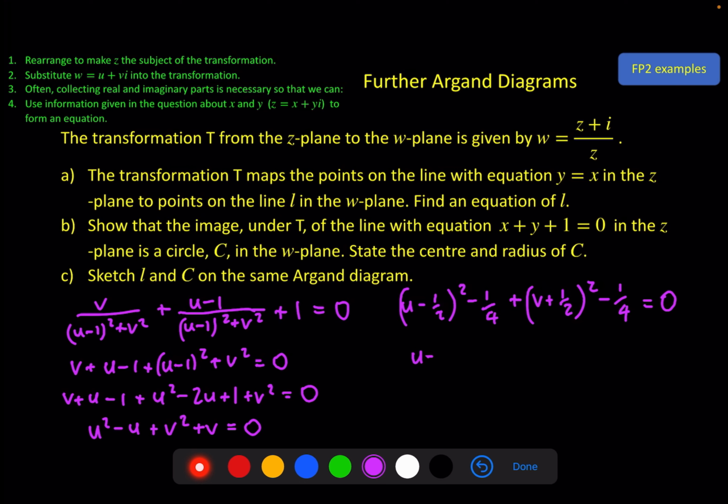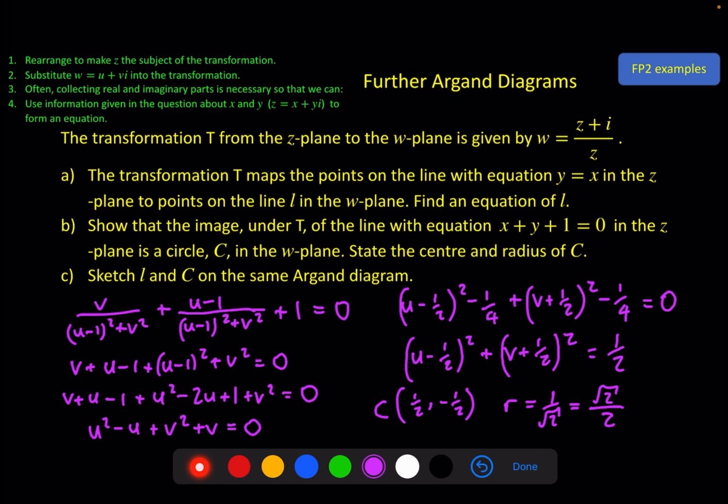And that gives us u minus a half squared plus v plus a half squared equals 1/2. So the centre of our circle is at half, minus a half, and the radius is 1 over root 2, or rationalising that, root 2 over 2.